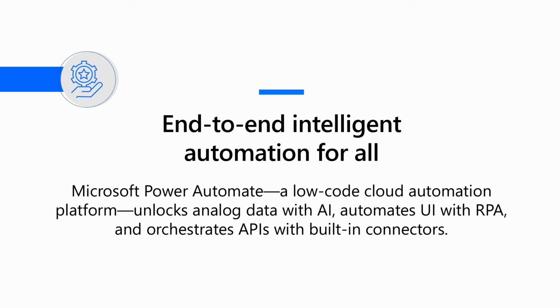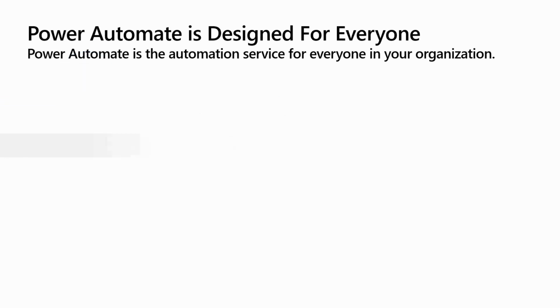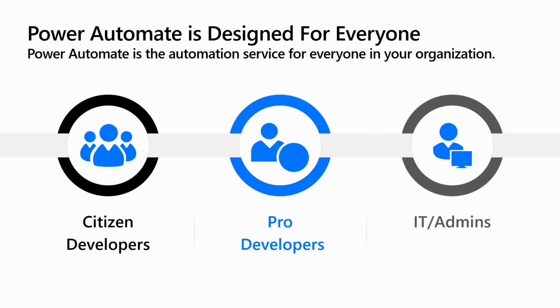Microsoft Power Automate is a low-code automation platform that unlocks analog data with AI. It automates UI with robotic process automation and orchestrates APIs with digital process automation, all in a single cloud-based automation platform. Importantly, Power Automate is automation for everyone.